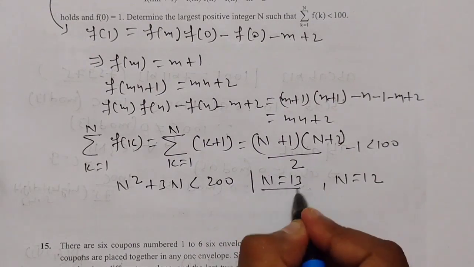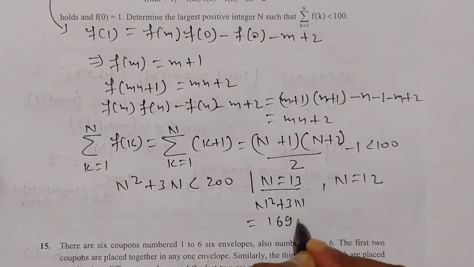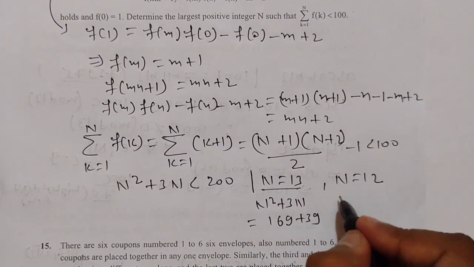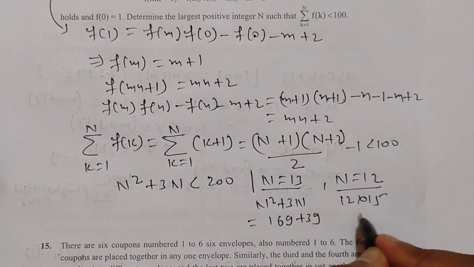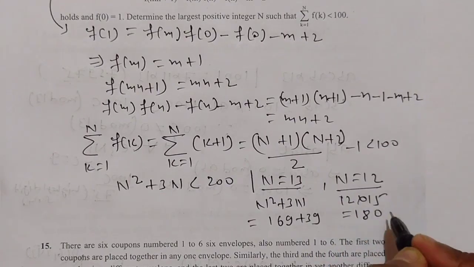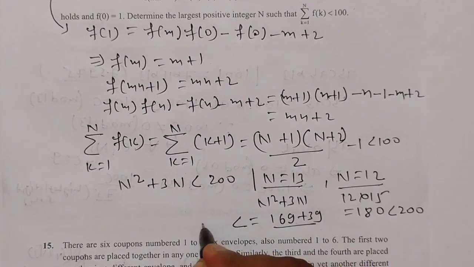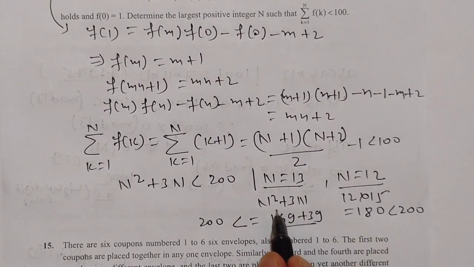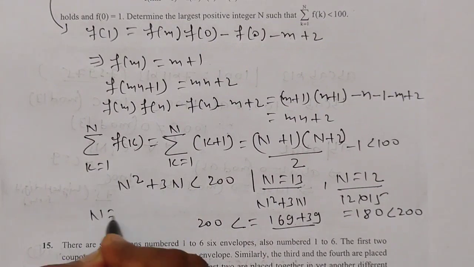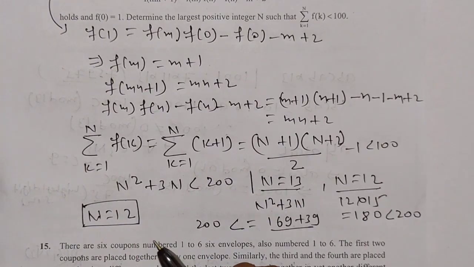So now for n is equal to 13 we have n square plus 3n is equal to 169 plus 39, and for n is equal to 12 we have 12 into 15, and this is equal to 180, which is less than 200, and the other value is greater than 200. So now here we can use the value n as 12 for the required solution.